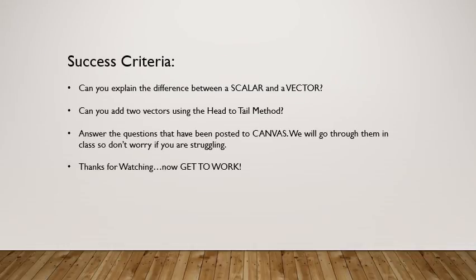Okay, well, I hope that's cleared up that head to tail method for addition of vectors. Now, for the success criteria, you need to look back and think, can you explain the difference between a scalar and a vector? Can you add two vectors using the head to tail method? If you can do both of those things, I would like you to answer the questions that have been posted to Canvas. Once you've done those, we'll go through them next week in class, so don't worry if you're struggling.